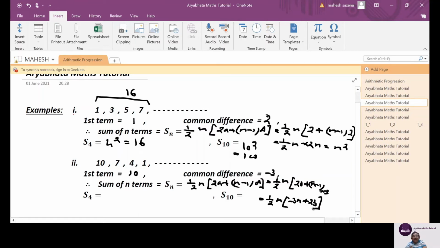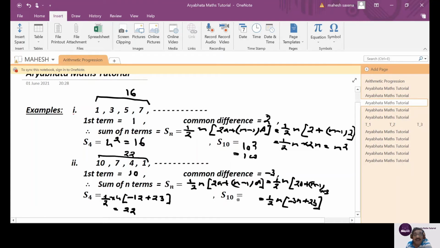Suppose we have to find the sum of 4 terms, then it will be 1 by 2 into n, n is 4, into (minus 3 into 4, that is minus 12, plus 23). It is coming as 2 into 11, that is 22. In this case, we see that the sum is coming as 22.